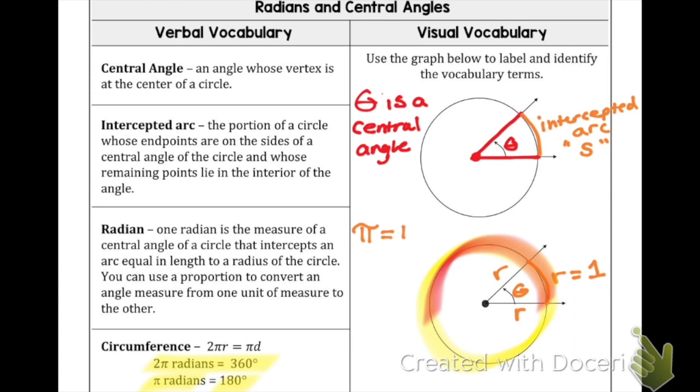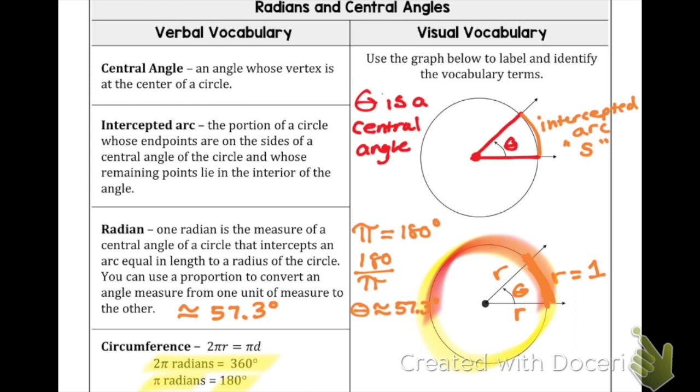So if pi is equal to 180 degrees, and that's equivalent to 1 radian, then I can do some conversions, and I can take my 180 degrees and divide it by pi to get whatever that angle would be. And 180 divided by pi is about 57.3 degrees. So 1 radian is about 57.3 degrees. So if I go 1 radian around the circle right here, that's about 57.3 degrees around my circle.